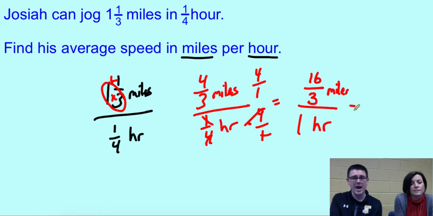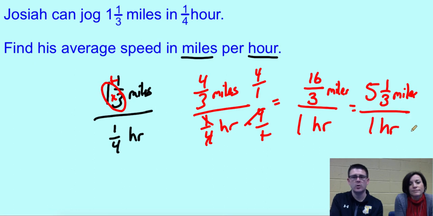Now we're going to switch it back to a mixed number, because it doesn't make sense to know how many thirds of a mile I have. 3 goes into 16 5 times with 1 left over. So 5 1/3 miles per hour. Lots of steps to that one. All right, we are done.